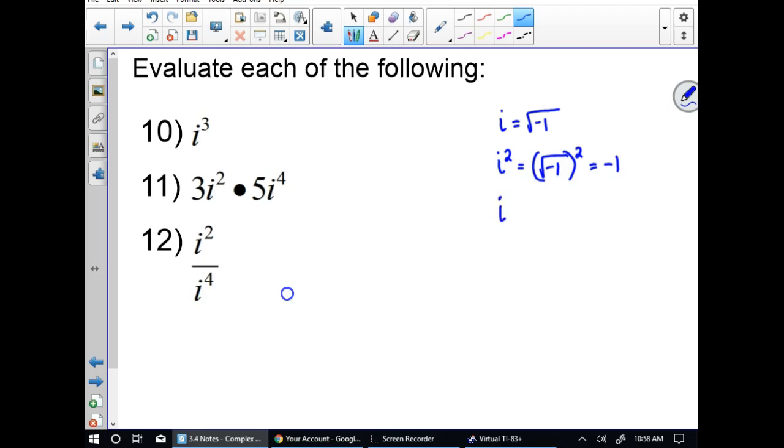What about number 10, i to the third? Okay, so let's think about what i to the third means. That means i times i times i. Well, these two i's right here, I could put them together. I could make that i squared times i, if I wanted, right? What is i squared? It's negative 1, right? We just found that in the last problem. So that would be negative 1 times i. So i to the third is going to equal negative i. You can go ahead and put that for your answer.